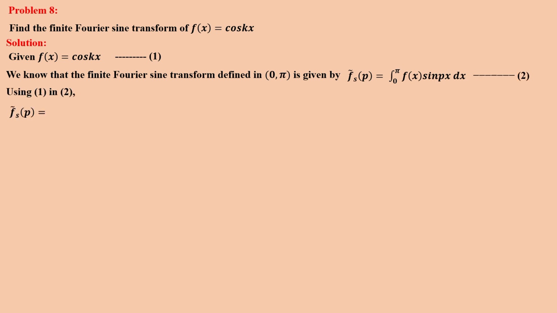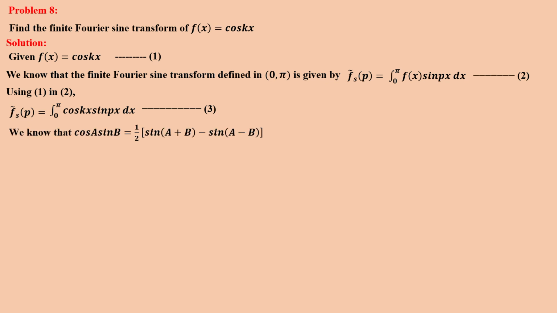Using 1 in 2, fs bar of p is equal to the integral from 0 to pi of cos kx sin px dx. That is equation number 3. We know the formula cos a sin b is equal to 1 by 2 [sin(a plus b) minus sin(a minus b)]. So here a is equal to kx, b is equal to px.